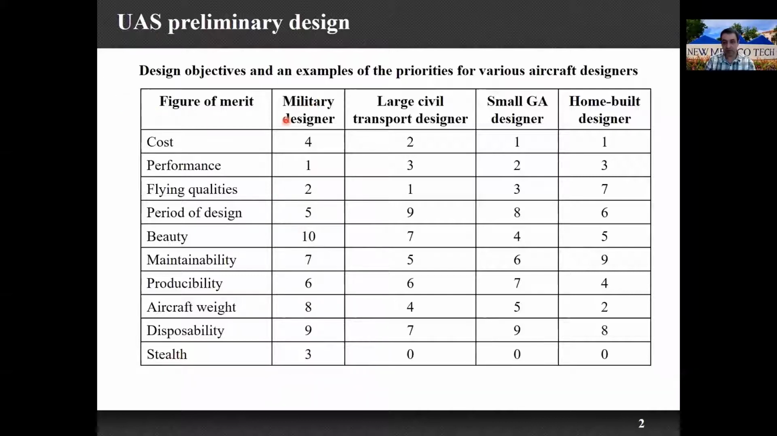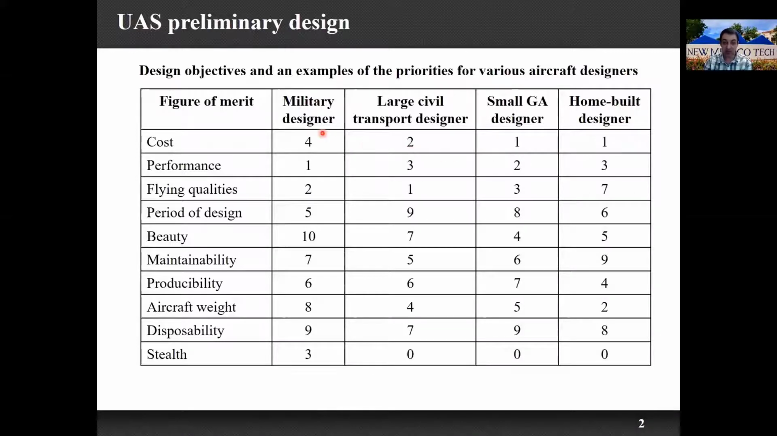For example, for a military designer, these figures of merit are different from those of large civil transport designers or small glider designers or home-built designers. We can be a designer of different types of aerial systems, from military to home-built airplanes that can be drones. Each one of these factors that you will see here has a rank when you are considering this type of aerial system.